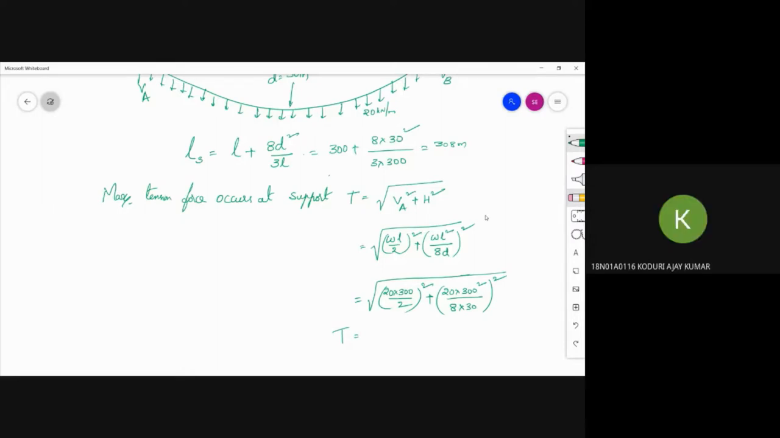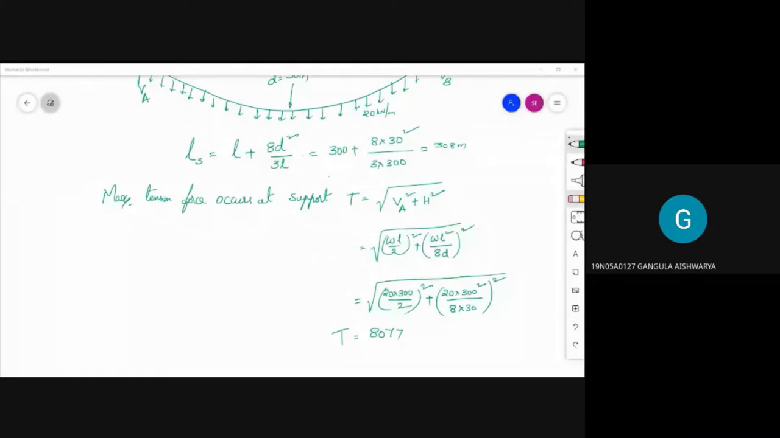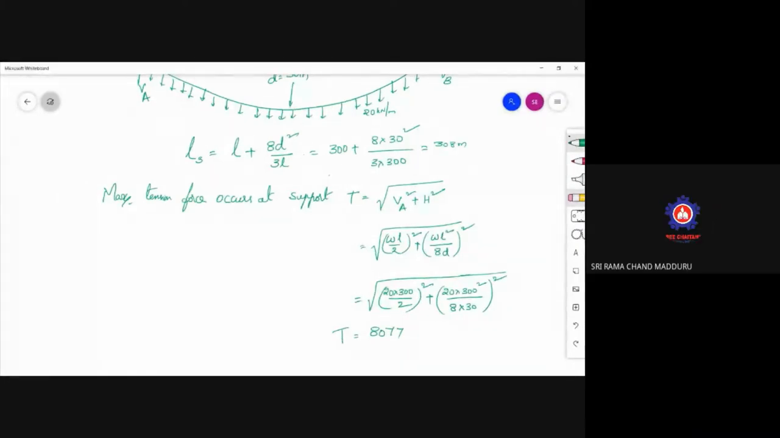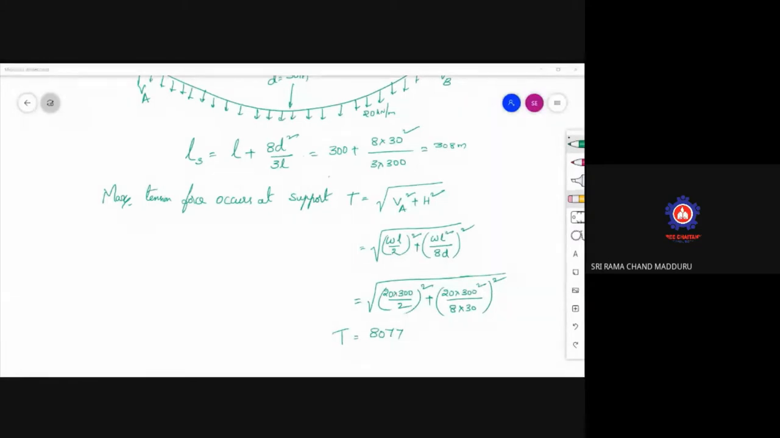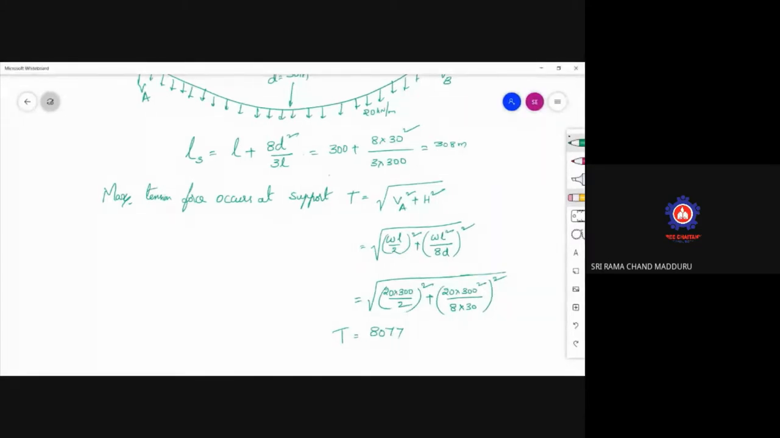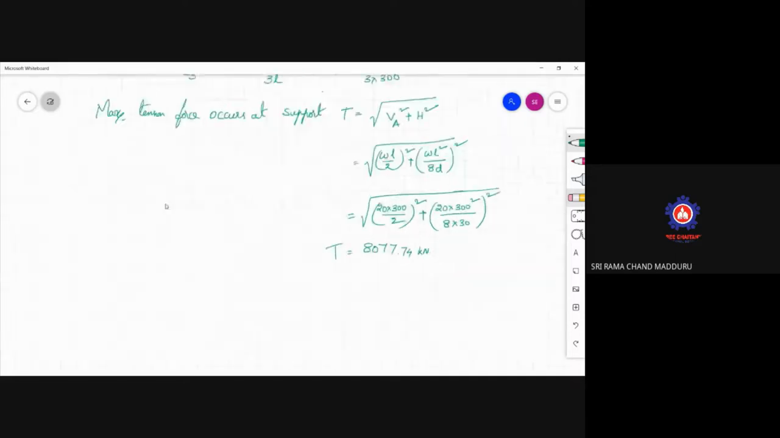8077, sir. 8077.74. Yes, okay, good. 8077.74 kilonewtons. So corresponding to this force, we need to calculate the area. Area of the cross section. So area of the cable.